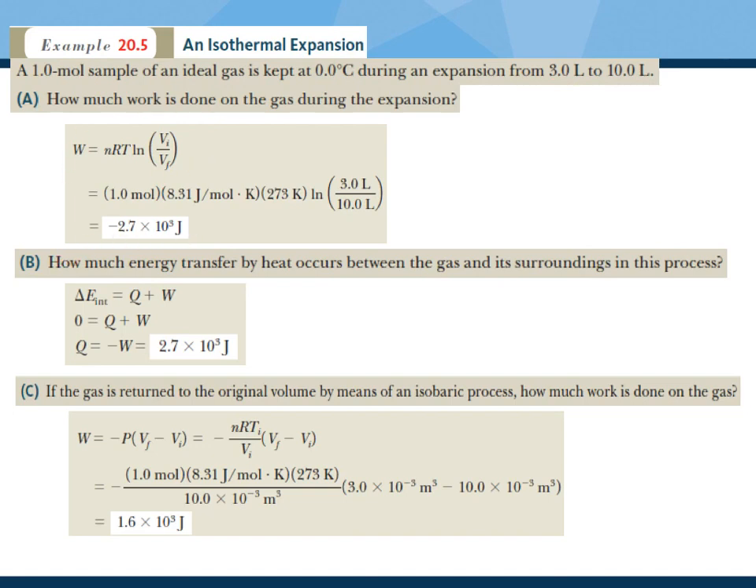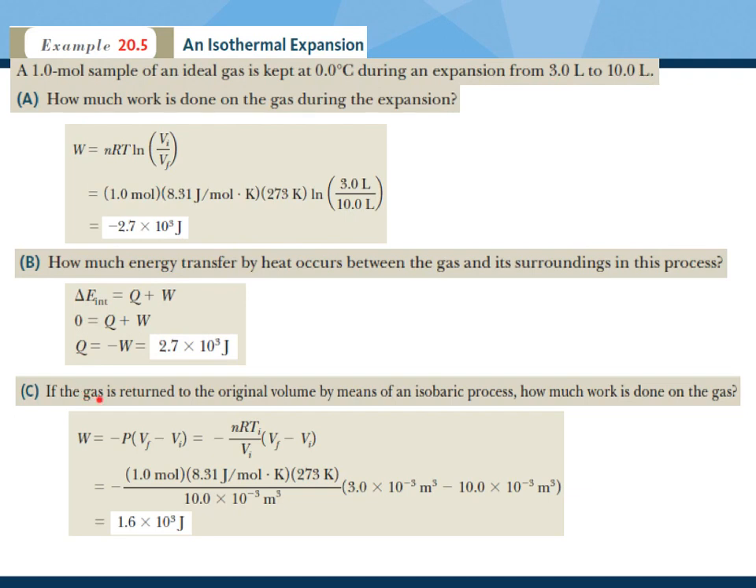In part B, we want to calculate the energy transferred by heat between the gas and its surroundings in this process. We apply the first law of thermodynamics. Because it is isothermal, the change in the internal energy is 0. Q equal to negative W, which is a positive value. It means that we have to provide energy to do this isothermal expansion.